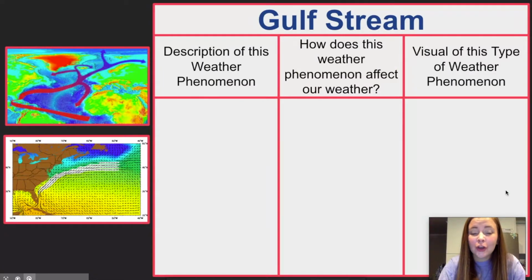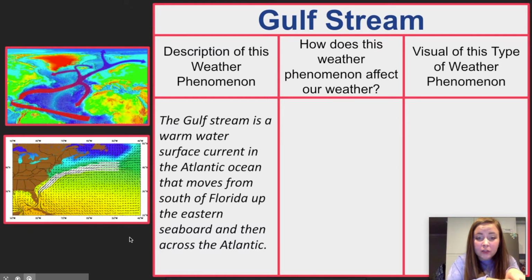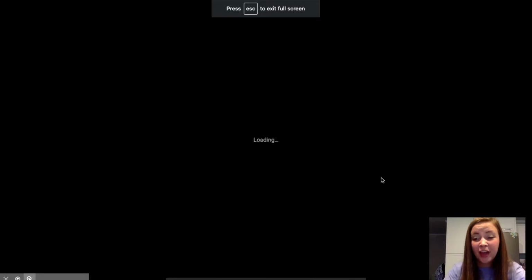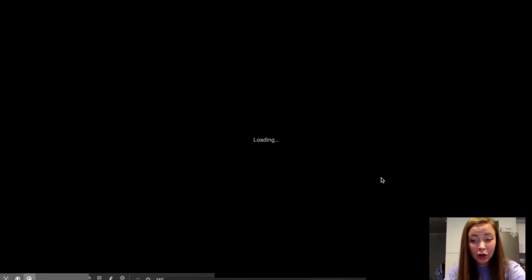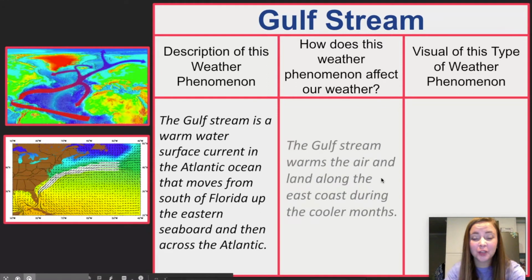All right, so we talked about the Gulf Stream already, and the Gulf Stream is that warm surface water in the Atlantic Ocean that moves from the south of Florida up the east coast of the United States, and then back across the Atlantic Ocean all the way to Europe. So how might the Gulf Stream impact our weather? We're going to talk about that here, or review it.